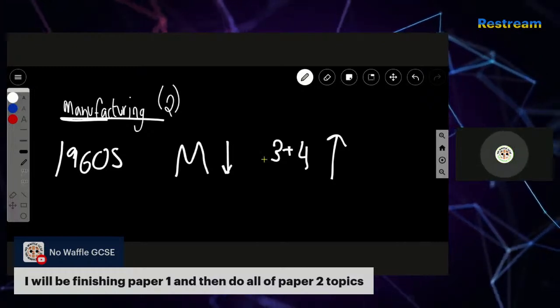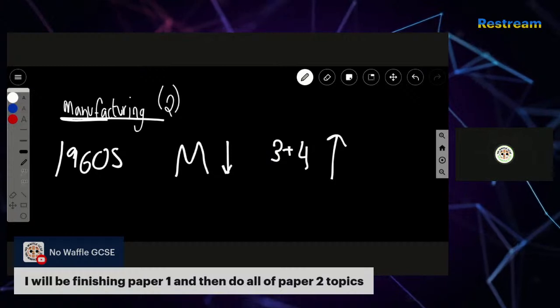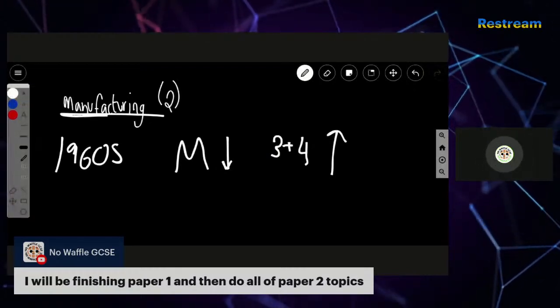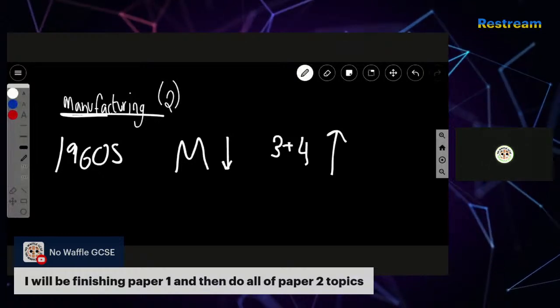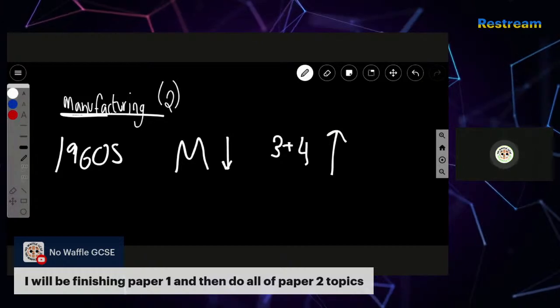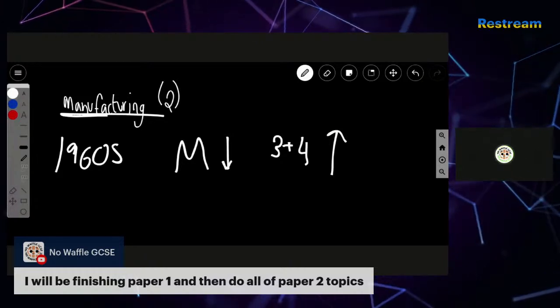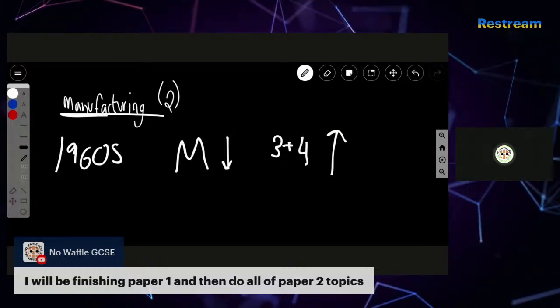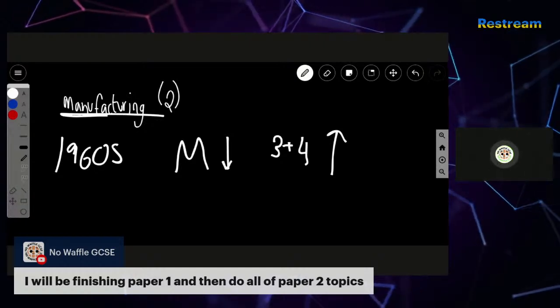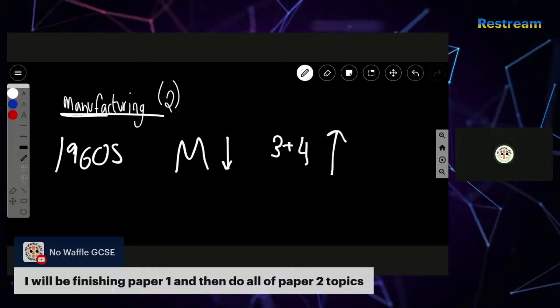Sorry, back to what we were saying. So, obviously, the industry changed from the manufacturing industry to the tertiary and the quaternary sector. In 2017, 83% of the UK's workforce was just in the tertiary and quaternary sectors. Now, this is a massive, massive change from what it once was.